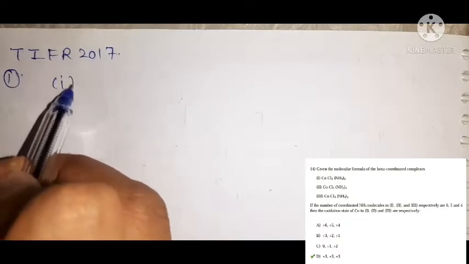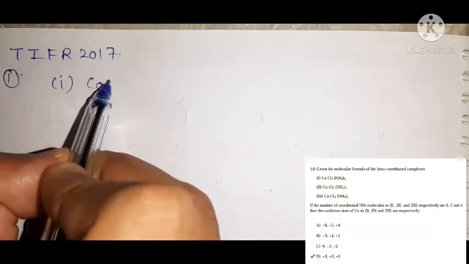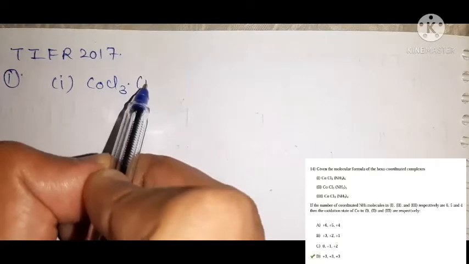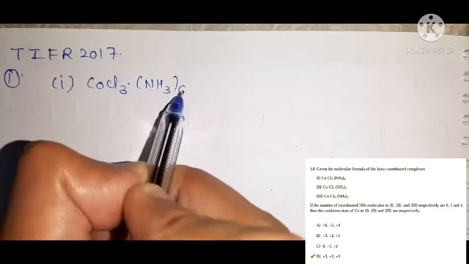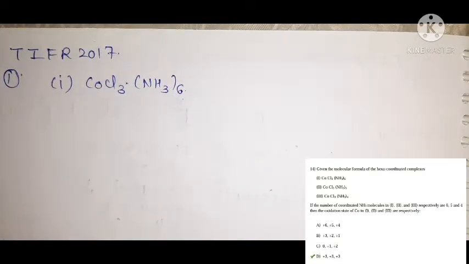So the molecular formula of the first complex will be CoCl3·6NH3. According to your question, it is a hexa coordinated complex. First of all, the first, second and third complexes are hexa coordinated complexes. That means the ligands attached with cobalt are 6 in number. In the first complex, the coordinated NH3 molecules are 6.